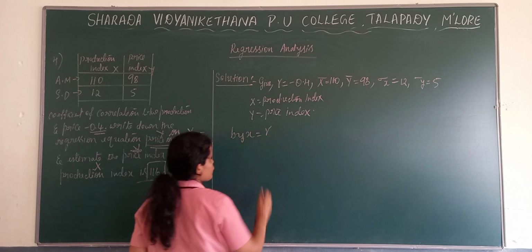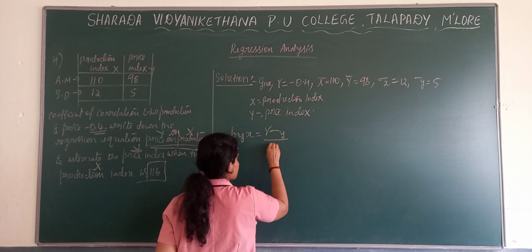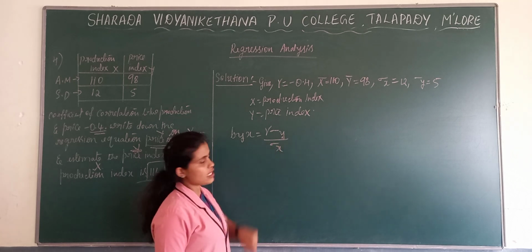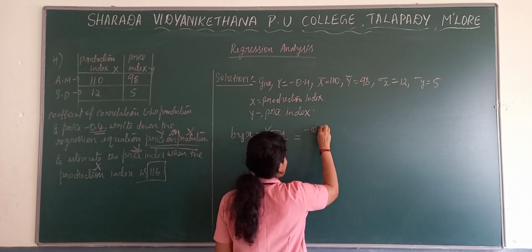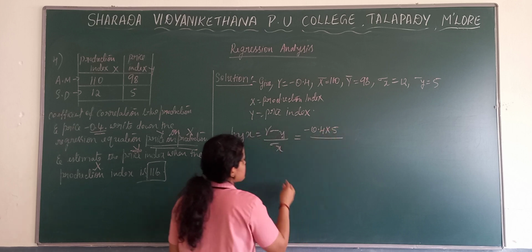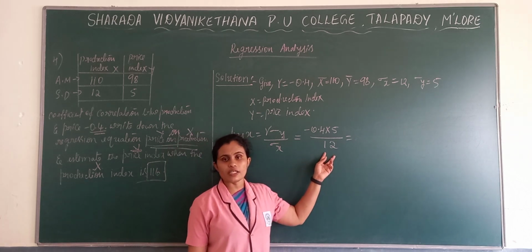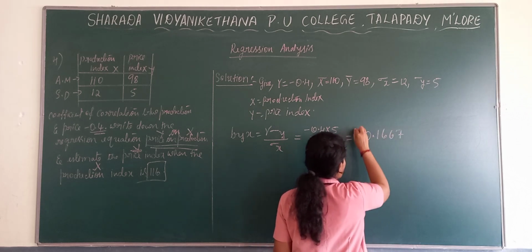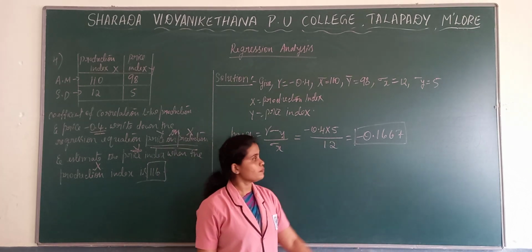So now firstly we will find out here b y x. So formula is coefficient of correlation into standard deviation of y divided by standard deviation of x. If here it is bxy, standard deviation of x will come here, standard deviation of y will come here. Is equal to coefficient of correlation minus 0.4 into standard deviation of y, that is 5, divided by standard deviation of x, 12. So here 0.4 into 5 divided by 12, we get their value as minus 0.1667. So this is the value of b y x, minus 0.1667.